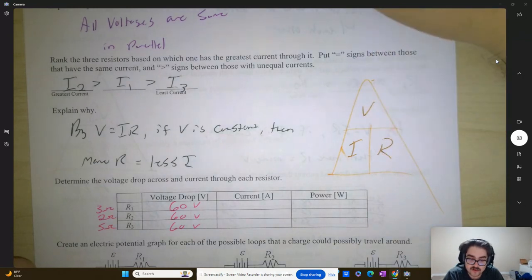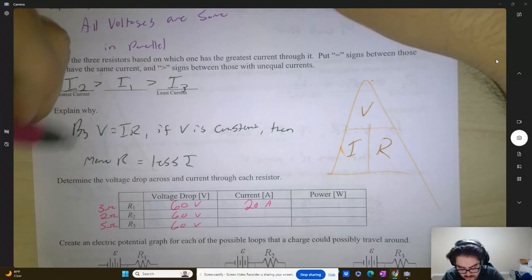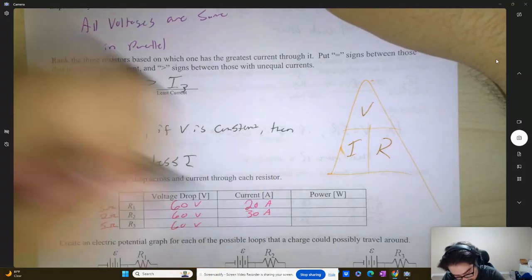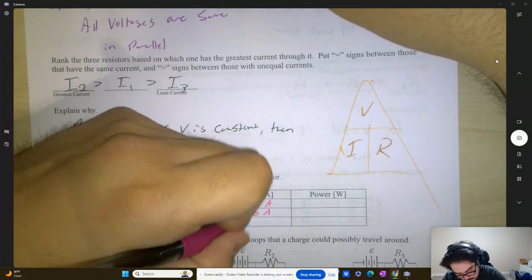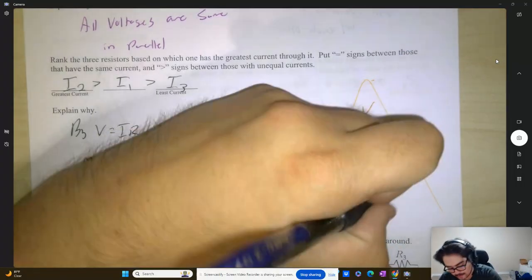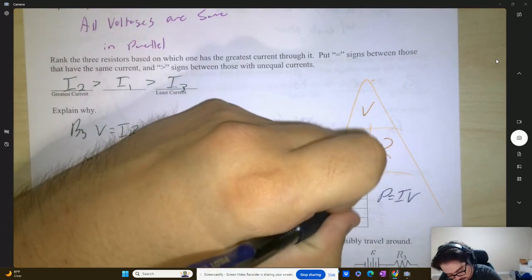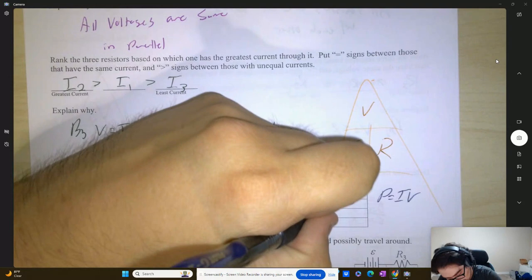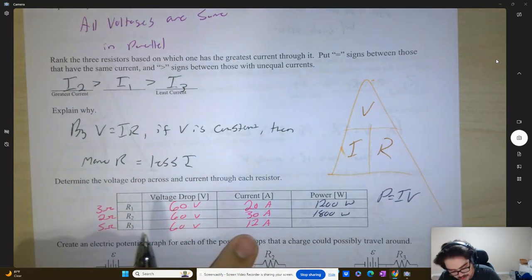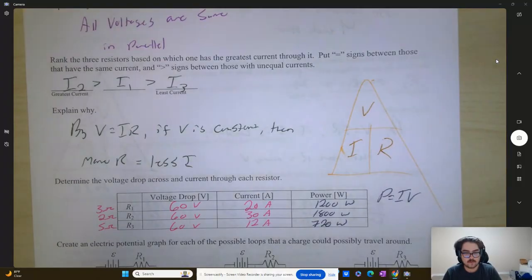Current is equal to V over R, right? So 60 divided by 3 gives us 20. 60 divided by 2 gives us 30. And then finally 60 divided by 5 gives us 12. And then power, right? Remember power. Hopefully you haven't forgotten that formula because we just used it. I times V. So 60 times 20 gives us 1200 watts. 30 times 60 gives us 1800 watts. And then 12 times 60 gives us 720 watts.